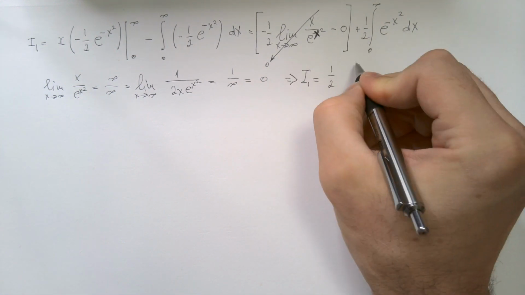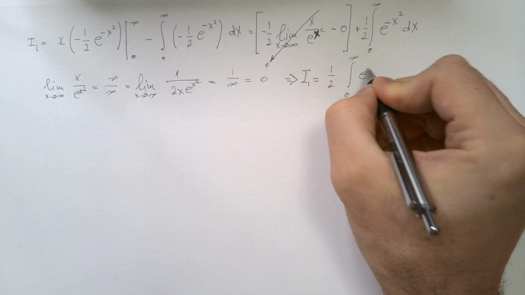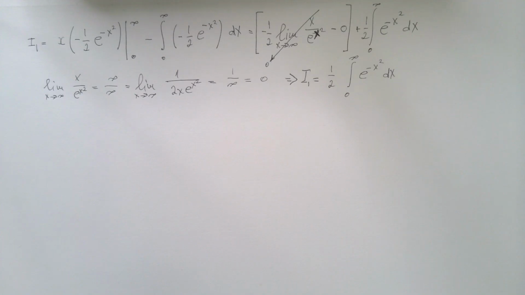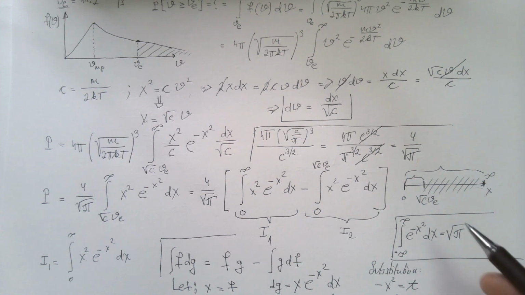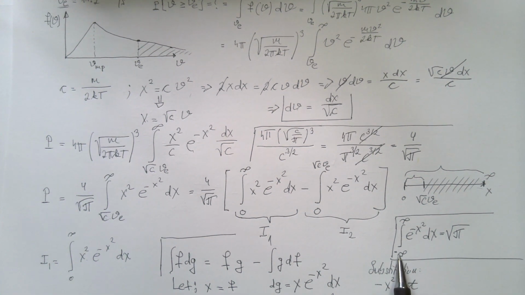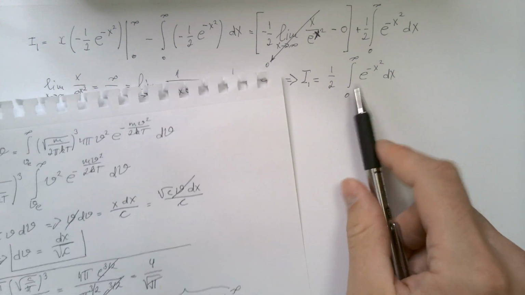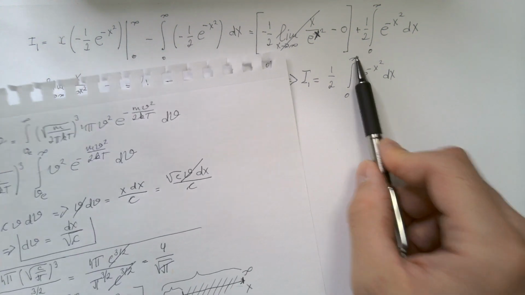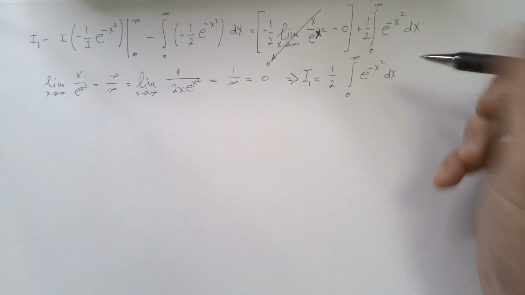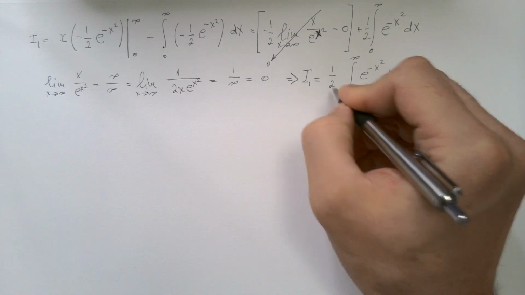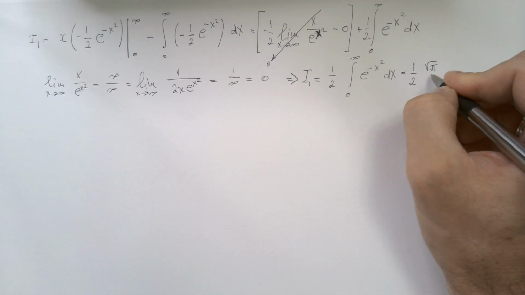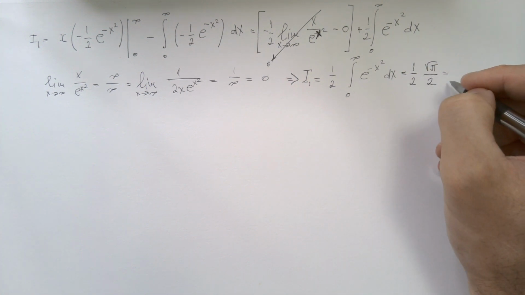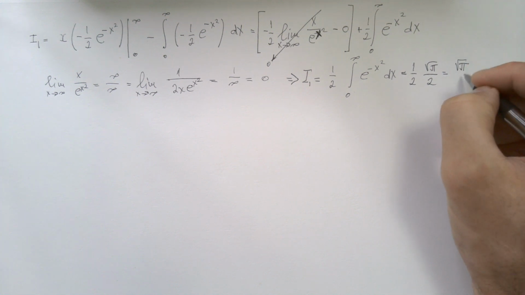So I get 1 over 2 times the integral from 0 to infinity of e to negative x squared dx. But now we go to my note on the previous page, because my note says that the integral between negative infinity and positive infinity of e to negative x squared dx is square root of pi. And notice that here we have the same integral, but the limit is between 0 and infinity, so this integral has to be half of this integral. Which means the solution is 1 over 2, this constant, square root of pi, that's the Gaussian integral, but this is half of it. Which means my integral I1 is really square root of pi divided by 4.